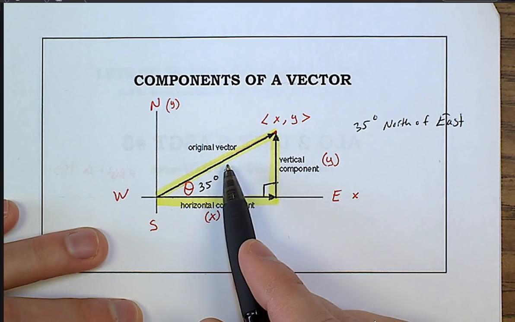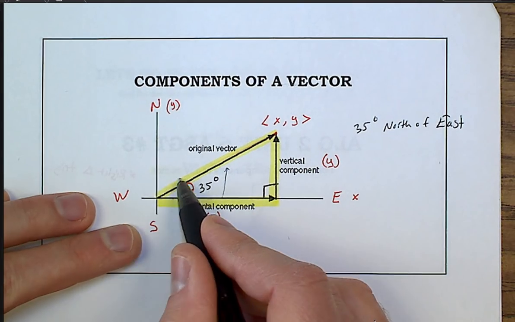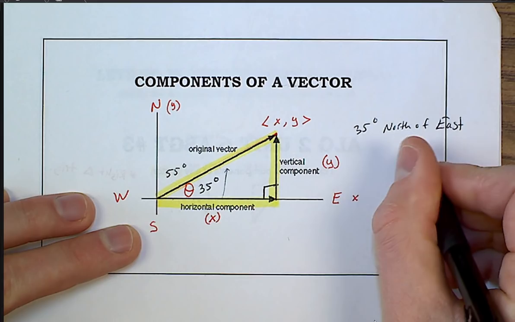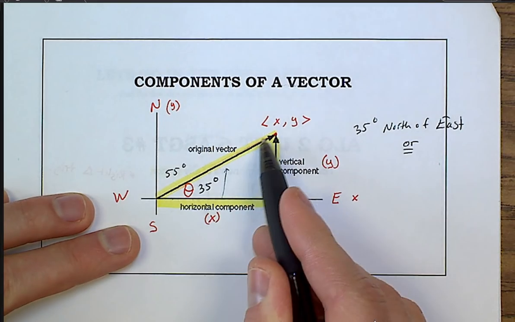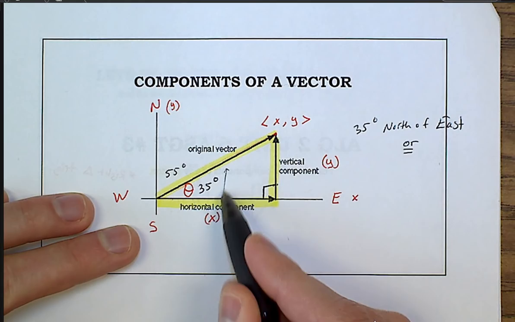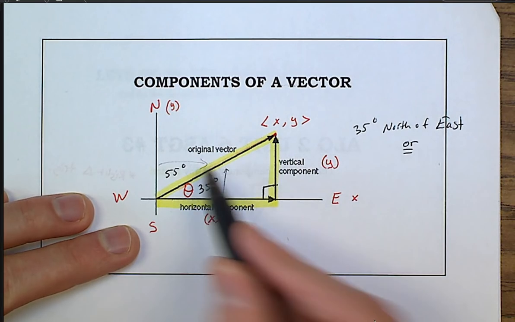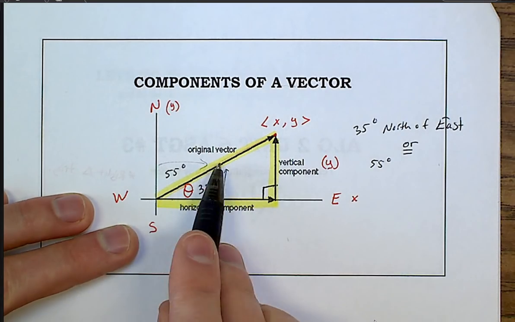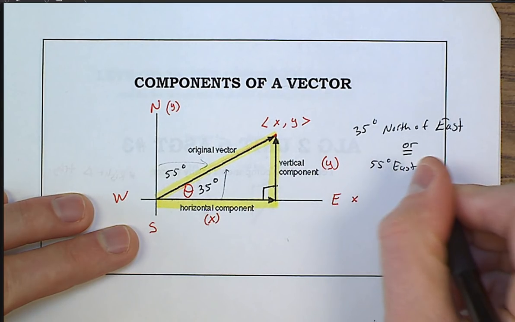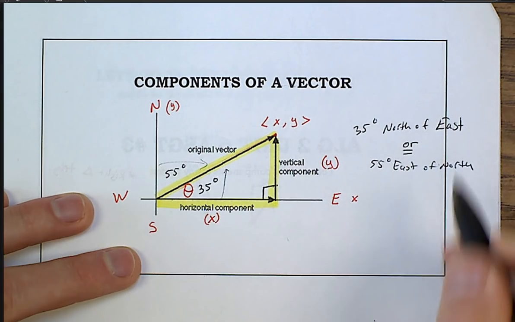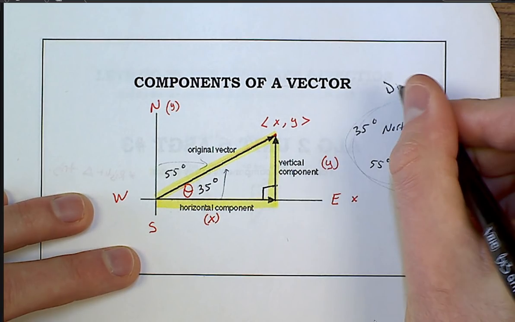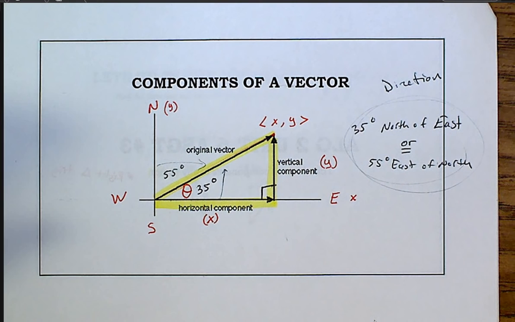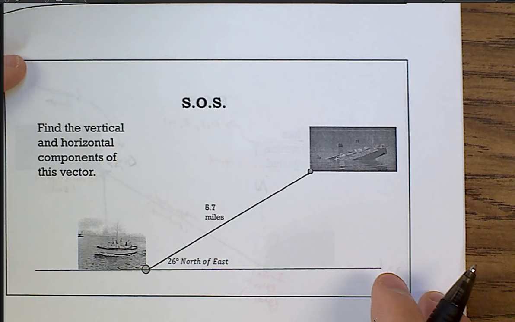Now there is another way you could name this, right? Because this is a right angle. So if this is 35, then this would be 55 degrees over here. So you could also describe this vector, the original vector, 35 degrees north of east, or you could say what? You could say 55 degrees. What would it be? It would be east of north. You could also say it that way. Either one works. So when we do this, we're talking about the direction. When I ask for the direction of a vector, that's what I'm asking you for. Okay? All right. Let's jump down into a problem and try to start putting this all together.